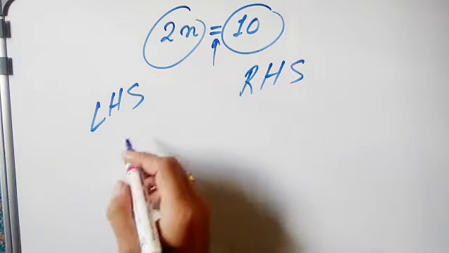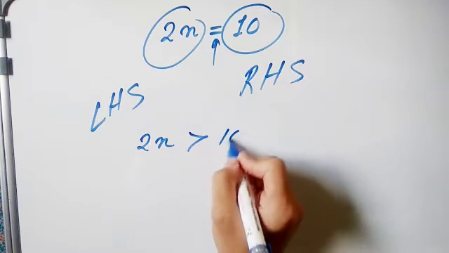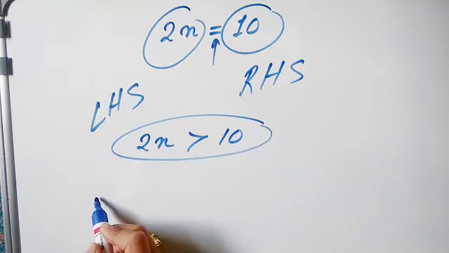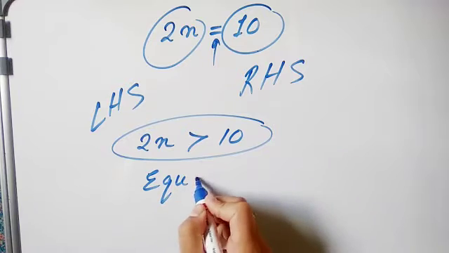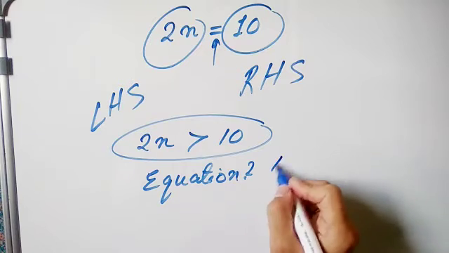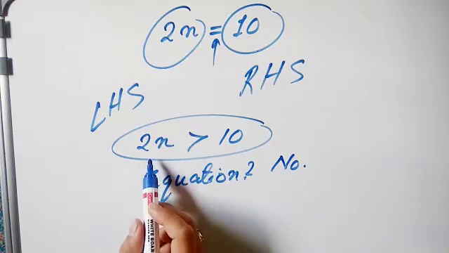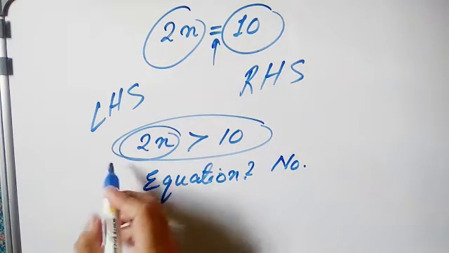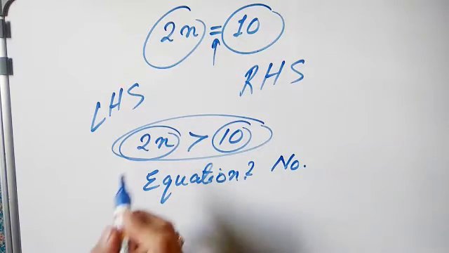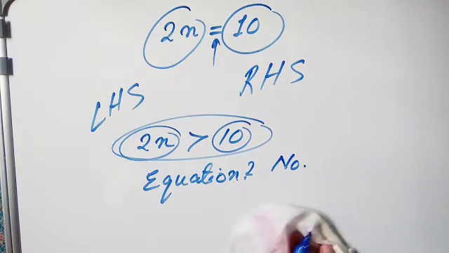So what if the two sides are not equal? For example, let's say the statement twice n is greater than 10. Is this an example of an equation? Is this an equation? Twice n is greater than 10. Yes or no? No, this is not an equation. Why? Because the two sides are not equal. Here it says that the value on the left hand side, that is twice n, is greater than the value on the right hand side, that is 10. So twice n greater than 10 is not an equation. Then let us try another one.